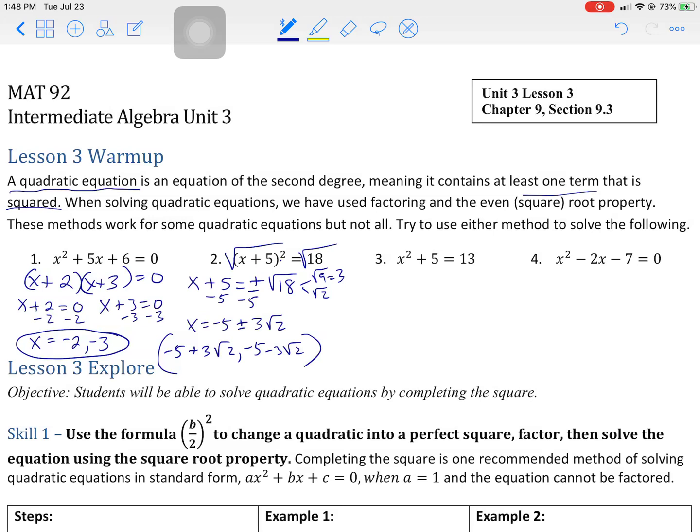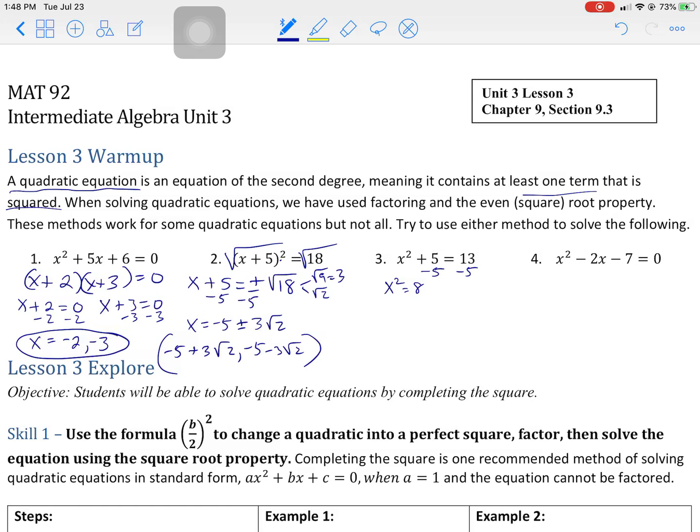This one looks a little strange. I don't have an x. If I move the 13 over, that's going to be x squared plus 18, which isn't a perfect square, and it's not going to factor. It's going to be prime. So if I move the 5 this way and isolate my square, I will do that. That's going to be an 8.